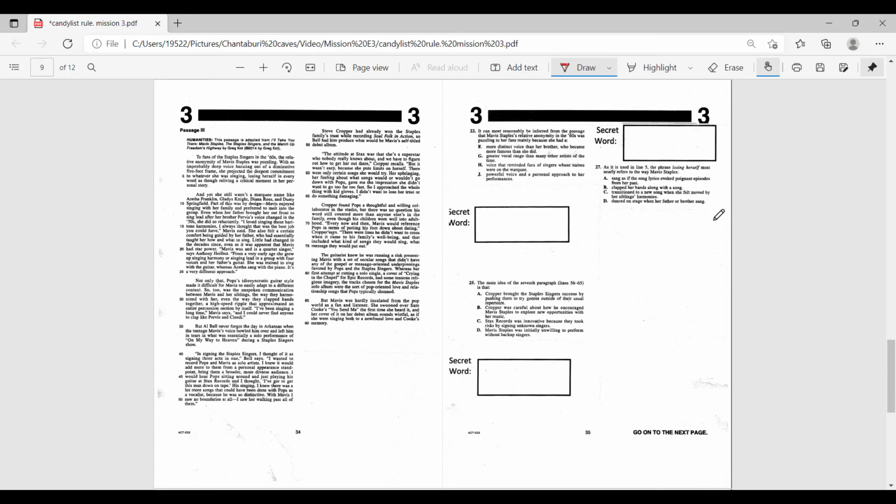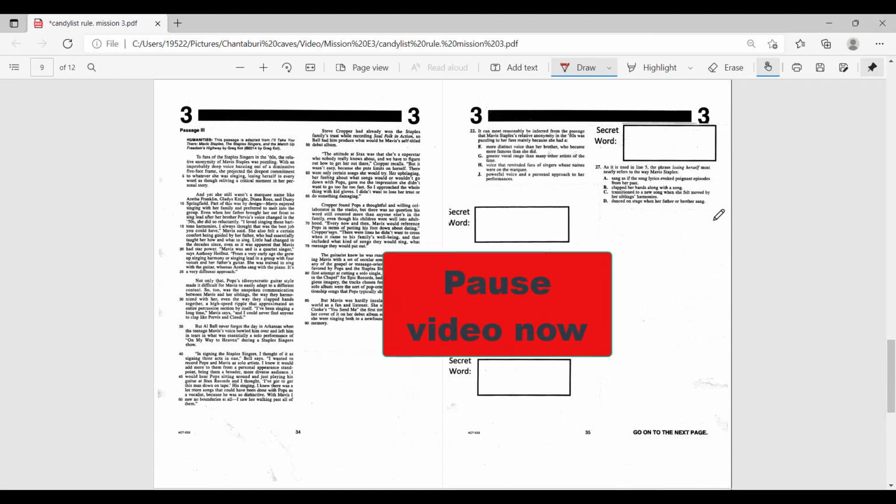27, as it's used in line 5, the phrase losing herself most nearly means the way Mavis Staples blank. Okay, so let's go ahead, pause the video. You want to go ahead, candy list rule your answer choices. You want to go ahead, look at that sentence and think about abandoned boxcar. We'll come on back with the answers and explanations in a moment.